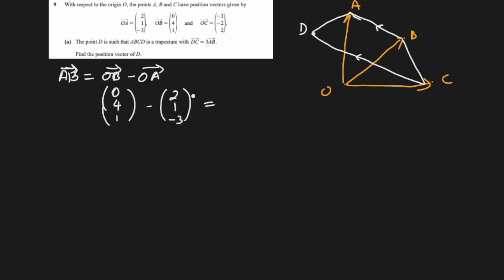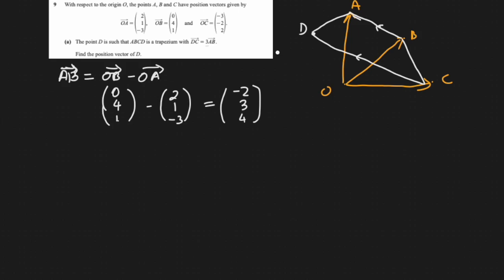So vector AB will be the position vector of B minus the position vector of A. Always head minus tail. Head is at B. So head minus tail, position vector of head minus position vector of tail. So (0, 4, 1) minus OA, (2, 1, minus 3). Okay, which comes out to be 0 minus 2, which is minus 2. 4 minus 1 will be 3. 1 minus minus 3 is 4. So (minus 2, 3, 4) is AB.